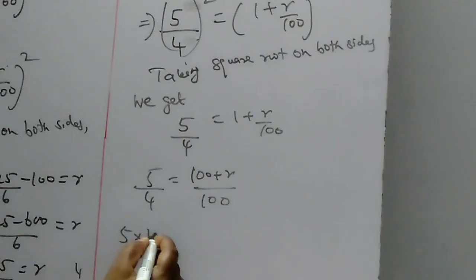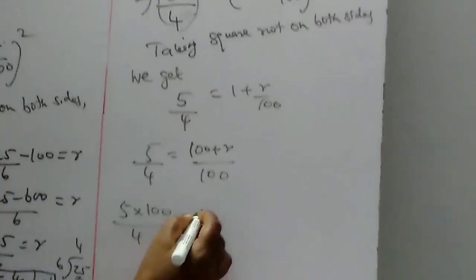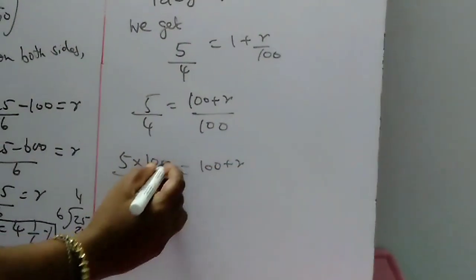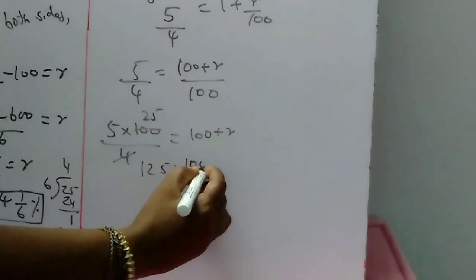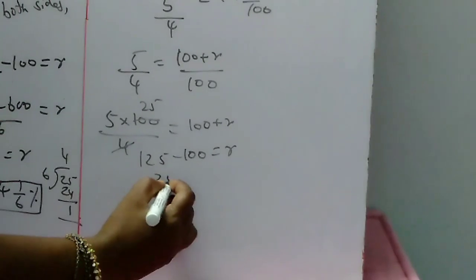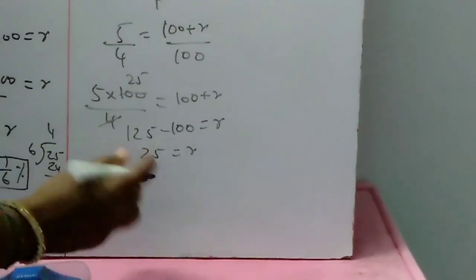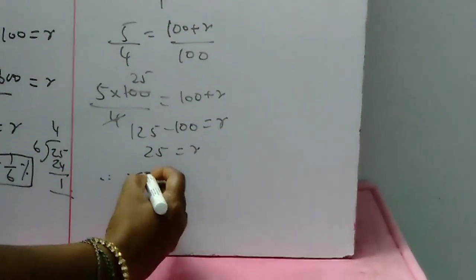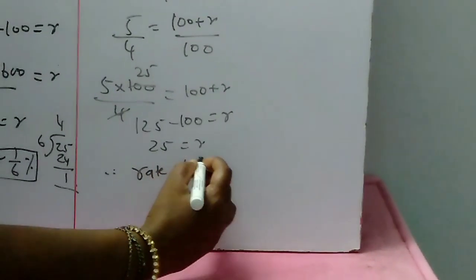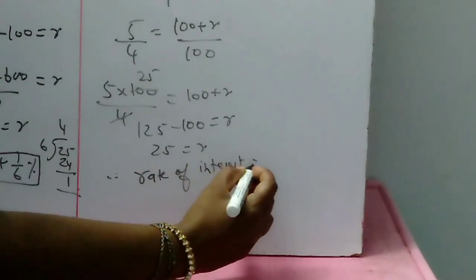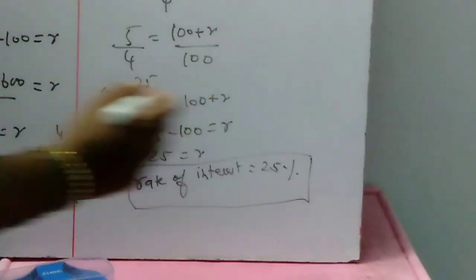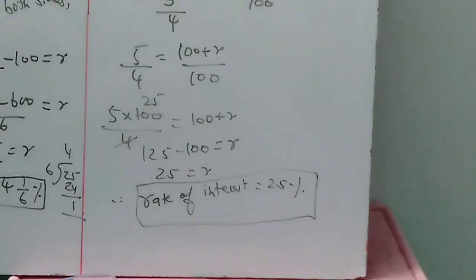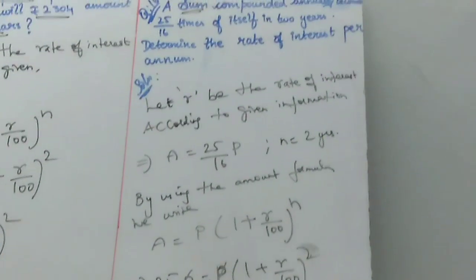Taking this to this side, by 4 table, this is 25. 25 into 5 is 125. Bring this 100 to this side, it will become minus. So 25 equal to r. Therefore, rate of interest equal to 25%, which is what we want to find. The same formula. That's all. Very simple and easy sums.